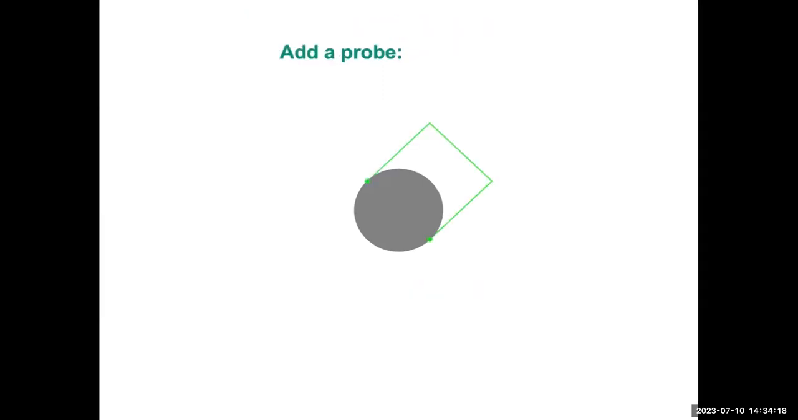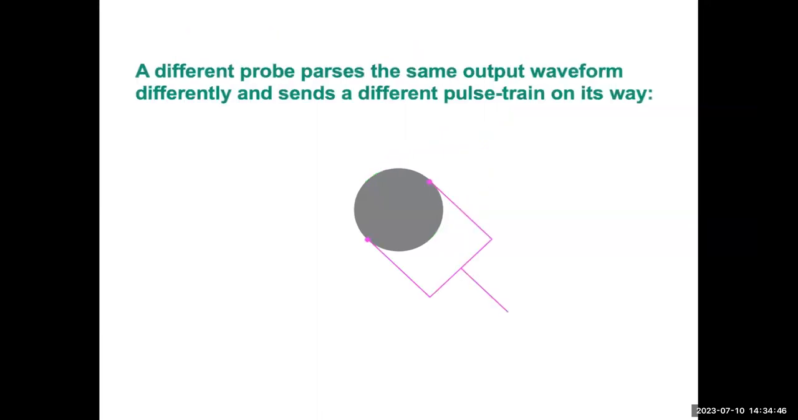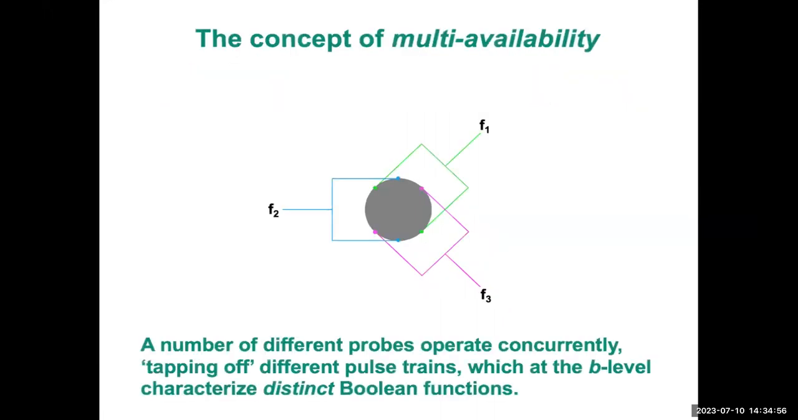So start with a gate and add a probe. The probe reads what's coming out of the gate, pulses, waveform. And so it parses the output waveform one way and sends the resulting pulse train downstream to whatever consumer device there is. There could be a different probe that parses the same output waveform differently and sends a different pulse train on its way elsewhere in the machine. Or there could be three or any number of probes acting simultaneously and generating different pulse trains, sending them about the machine.